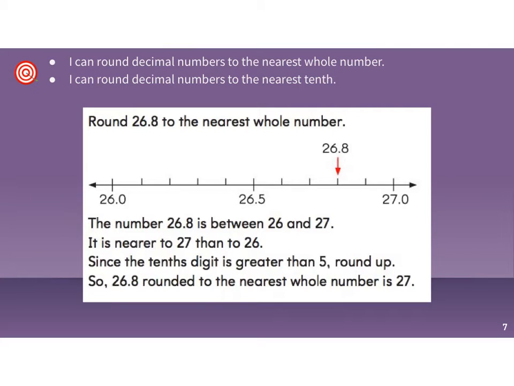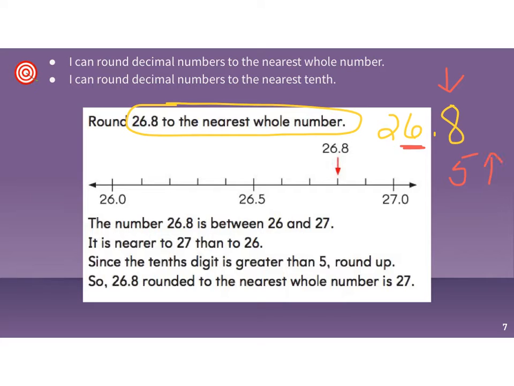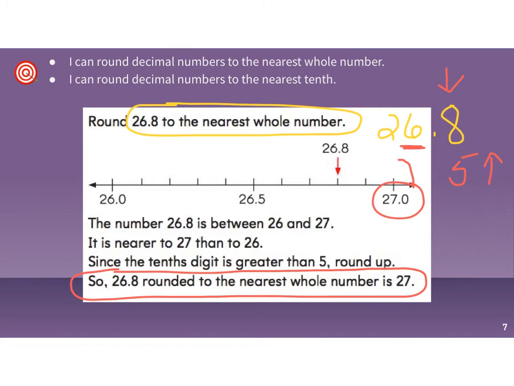Now, this one, round 26 and 8 tenths to the nearest whole number. I can look at the number line, so you can pause and really look at the number line, but we can also just use our shortcut strategy of think, okay, if I need to round to the nearest whole number, find that place and go one place to the right. Is it 5 or higher or 4 or lower? In this case, it's 5 or higher, so I'm going to round up to 27. So 26 and 8 tenths rounded to the nearest whole number is 27.